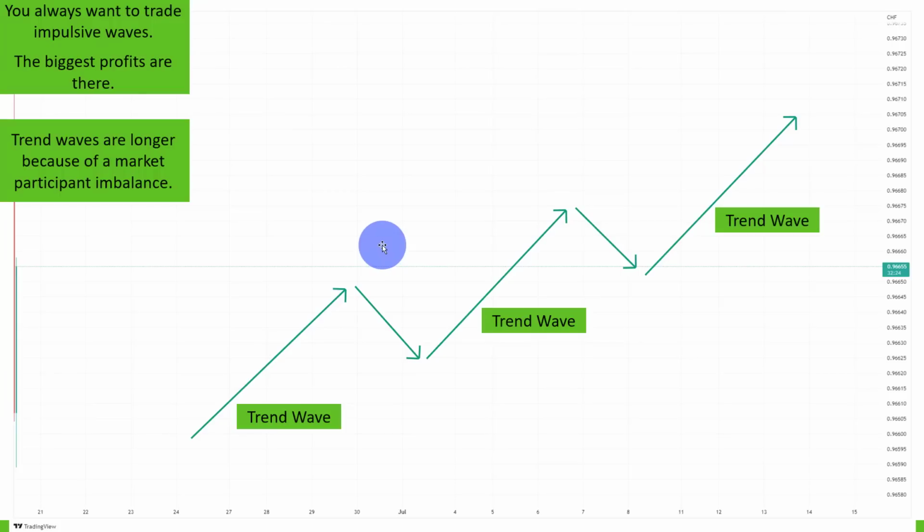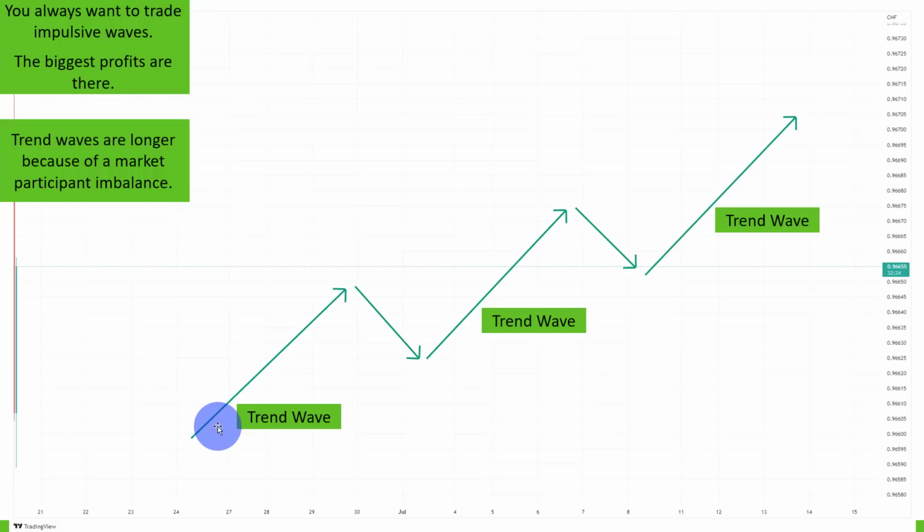When we look at a price chart, we are able to see that the market is moving in waves. There are trend waves and then there are corrective waves. The trend waves, that's the most interesting thing for us as a trader because the trend waves are the periods where the market moves the most in the shortest amount of time. Why is that so? Because there's a lot of imbalance here. There are way more buyers than there are sellers.